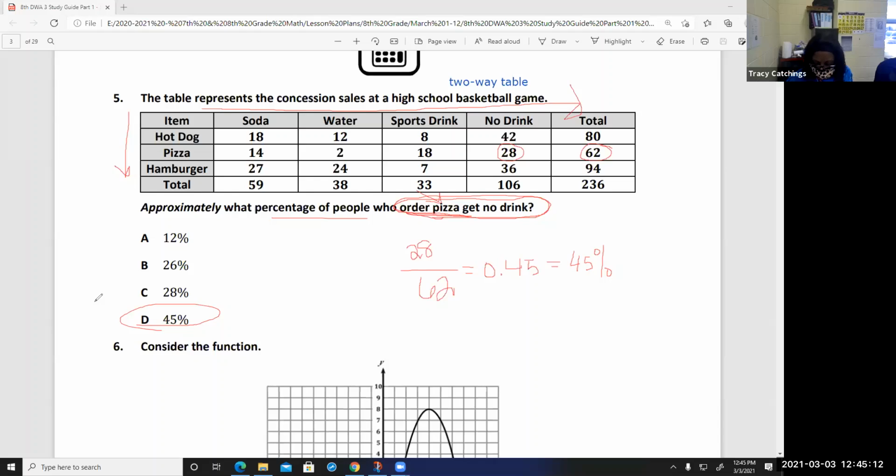So with two-way tables, look and try to see where they meet up at. That'll be your numerator, and then whatever they mention first, that's the total that's gonna be your denominator. Any questions about it? Everybody got what you need?